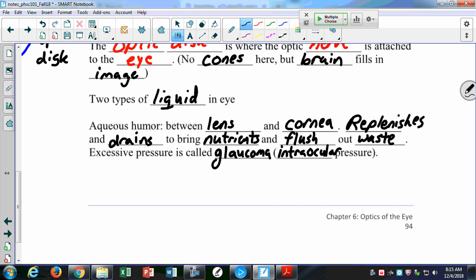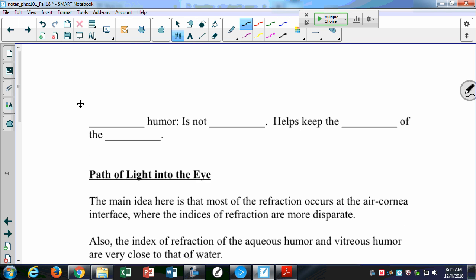And then there's the vitreous humor. It's not drained. You're born with it. Never really replenished. In fact, the eye doesn't really change shape that much. It changes some, but not that much as you get older. And really, the vitreous humor, its main job is just to keep the shape of the eye.